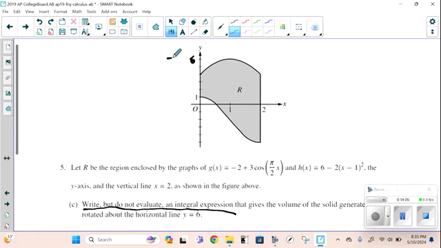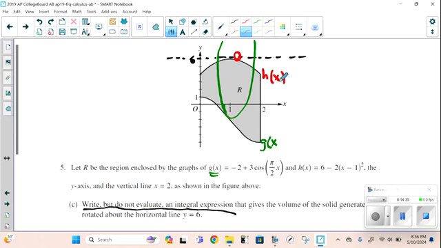If I were to rotate my shaded area around this line, I will get 2 circles. This bigger circle will rotate around it, come all the way back. Don't forget that is my g of x. And my smaller circle would just be this little circle here, from h of x. So remember, when we integrate, we have a disk. No, we have a washer because there's a hole in the middle.